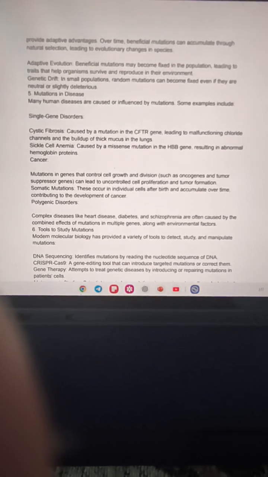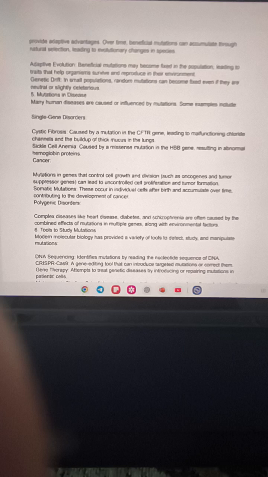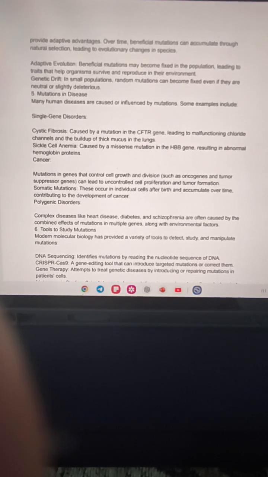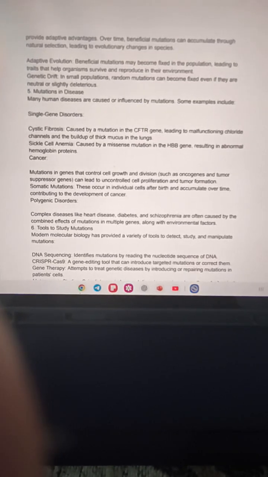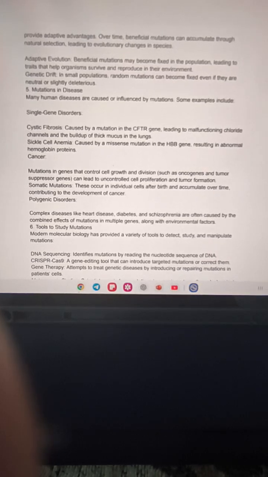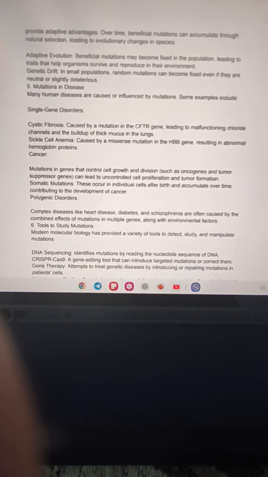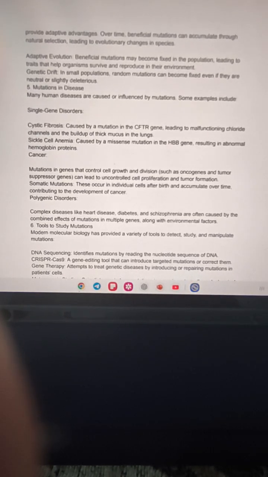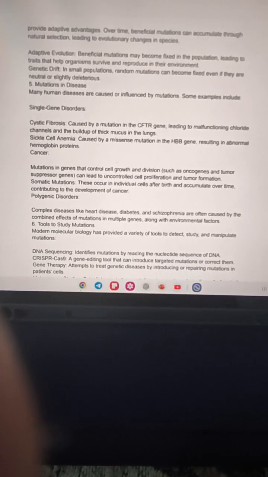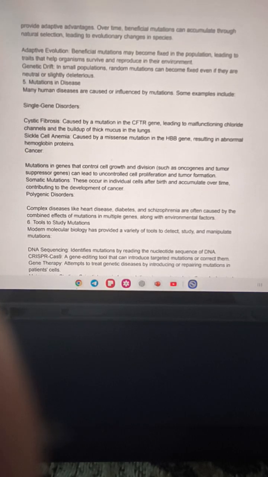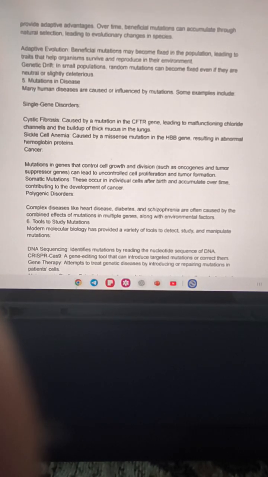Now let's discuss some diseases caused by mutation. First is single gene disorder, for example cystic fibrosis, caused by a mutation of the CFTR gene leading to a malfunctioning chloride channel and buildup of thick mucus in the lung. Sickle cell anemia is caused by a missense mutation in the HBB gene resulting in abnormal hemoglobin protein. There can be cancer and many more diseases.